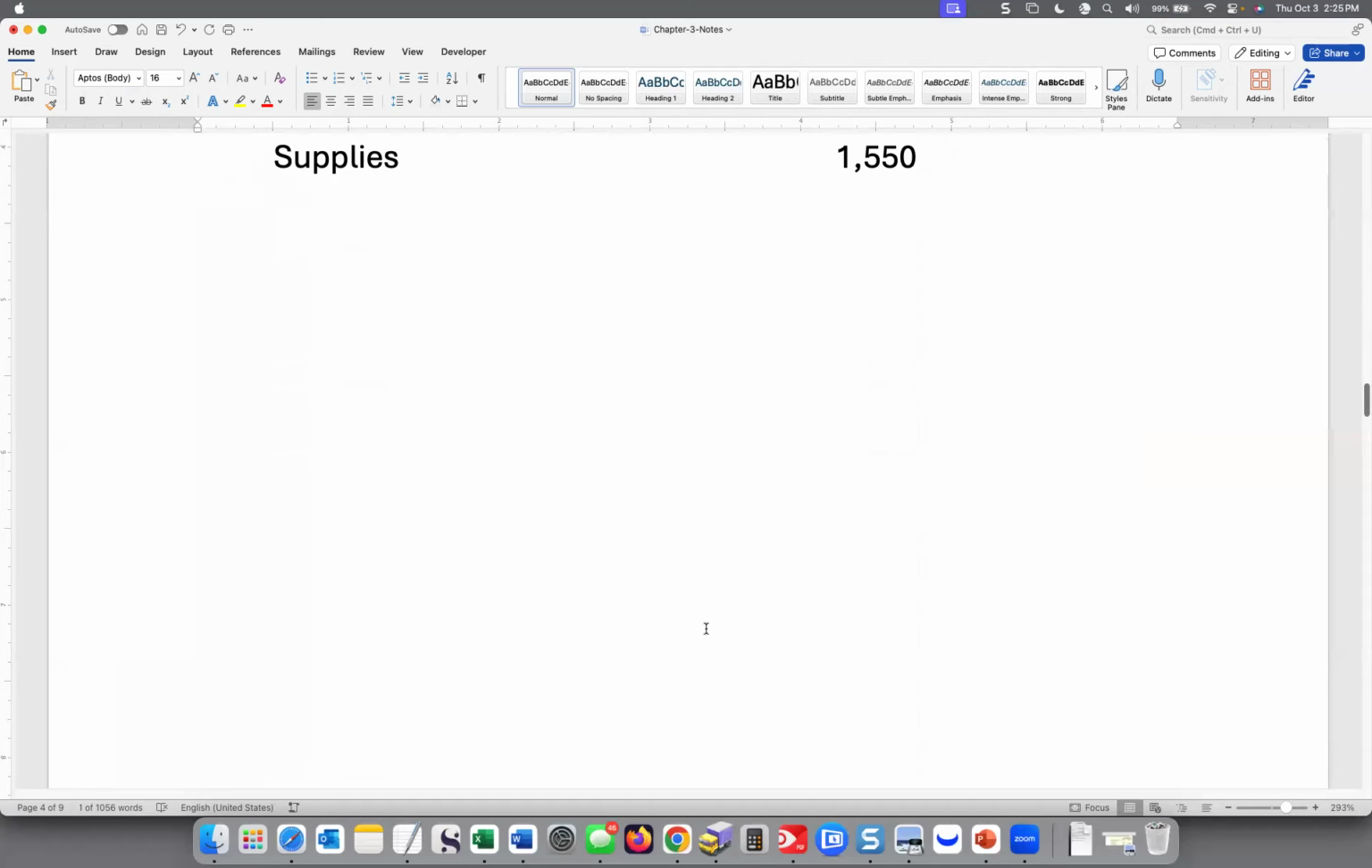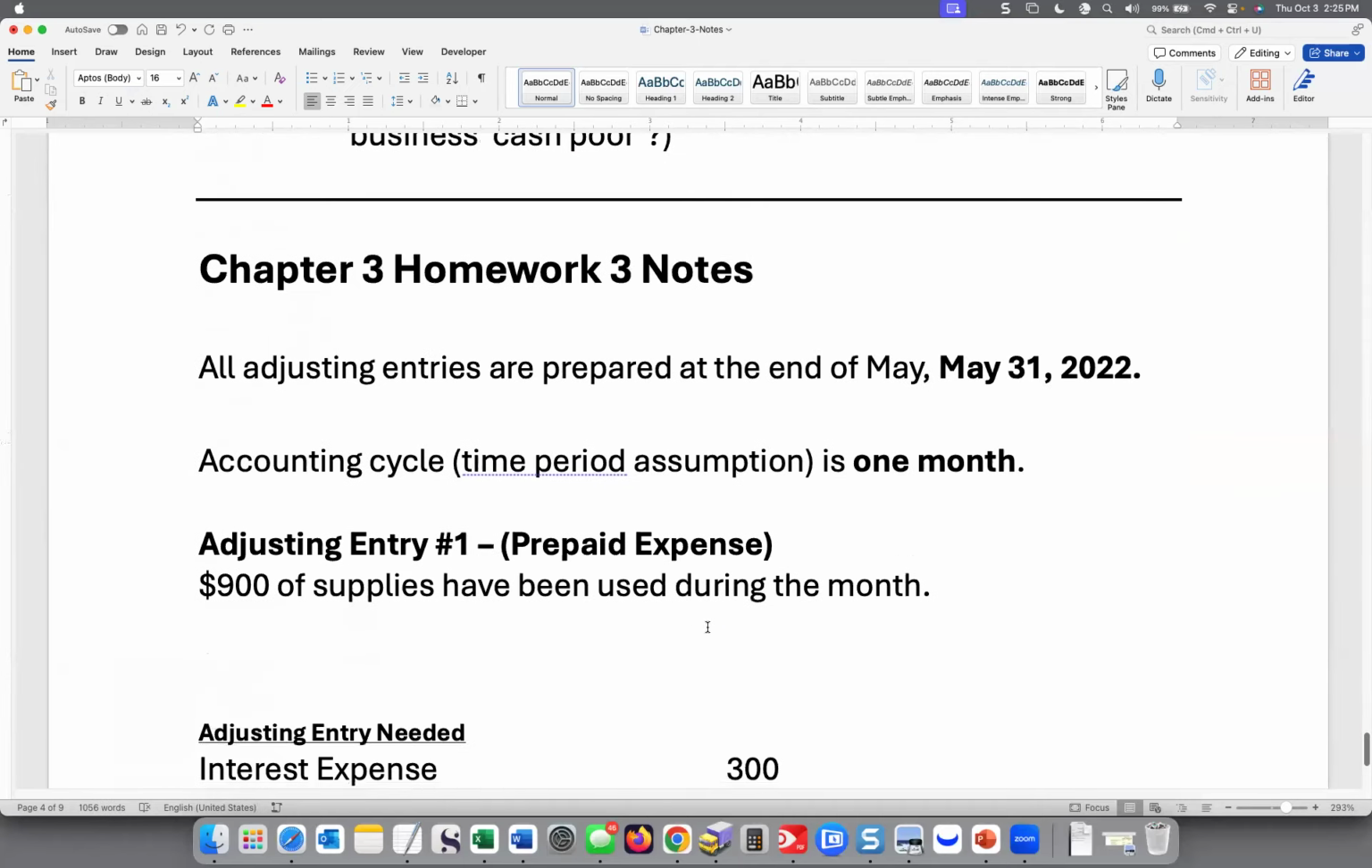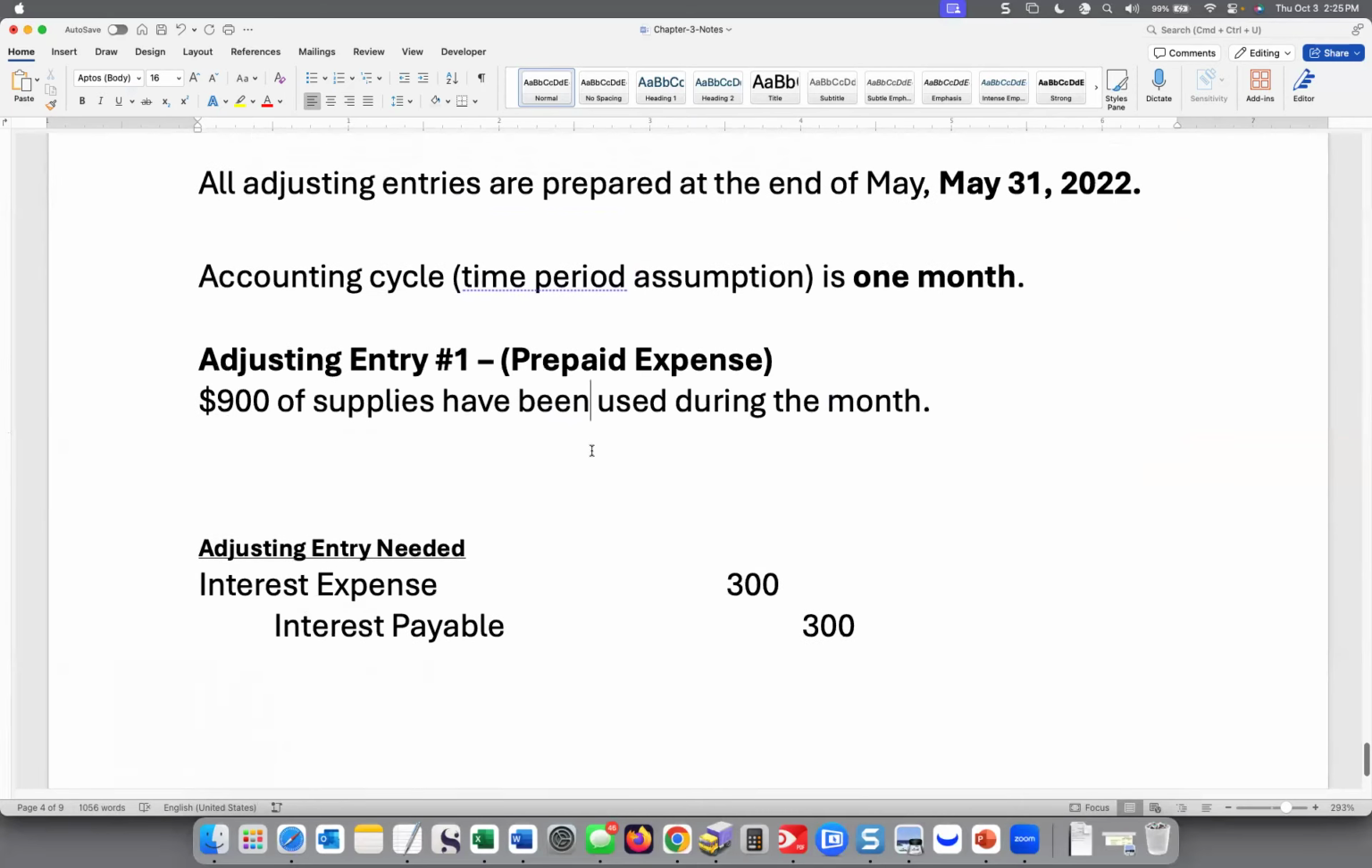Now, fast forward to this current one that we're doing down here. They gave you information, slightly different information. They told you that $900 of supplies have been used. So right there is what we need. That was the thing that we need. In fact, I'm even going to underline that. All right. That's what we're looking for. So for this version here, we didn't have to calculate anything.